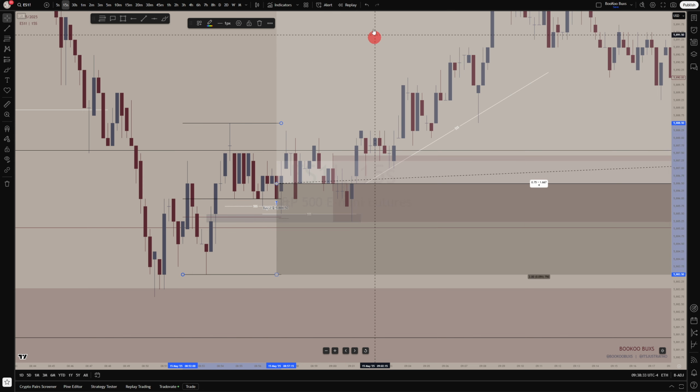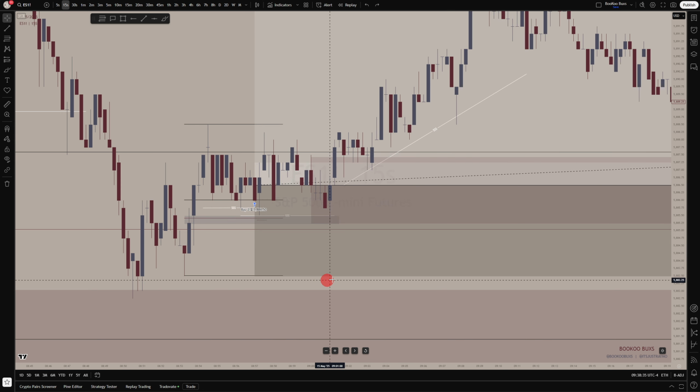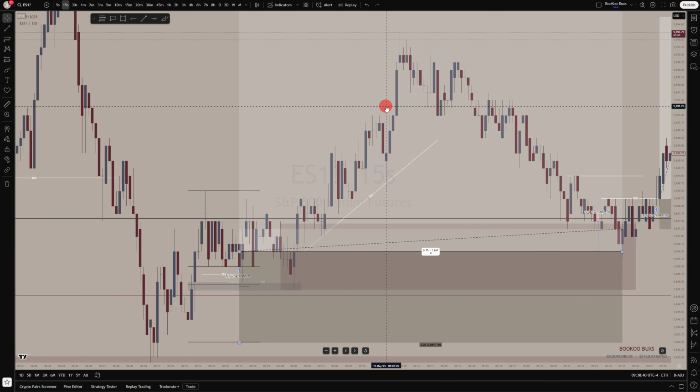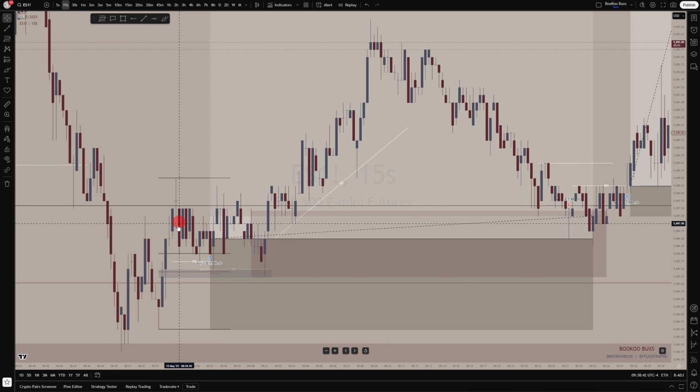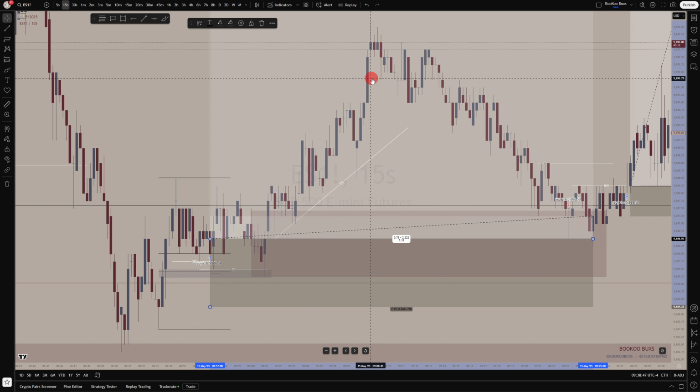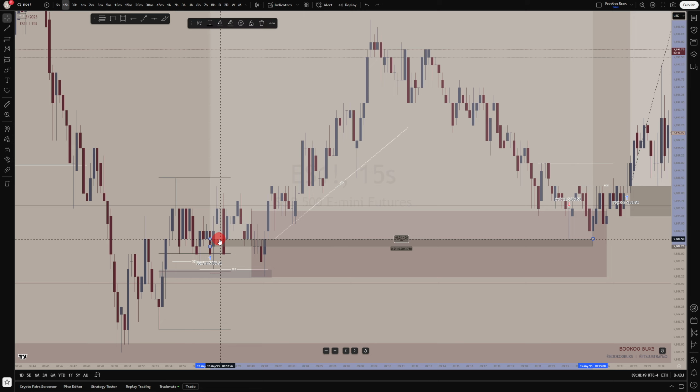Either way, I still had my stop loss underneath the entire structure low, the 50-second structure low, and allowed price to play out. As price was pushing on higher, making higher highs and higher lows, I was minimizing my risk by moving my stop loss until eventually price got above here and I did move my stop loss to break even.